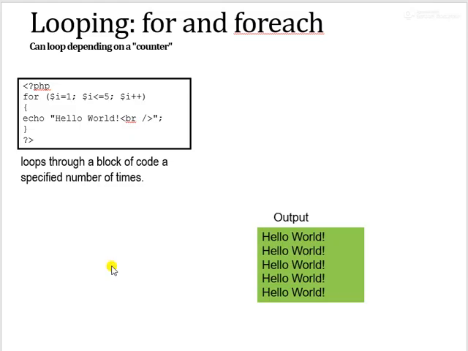Okay, then we have the for and foreach loop. For loop, as I already told you in the previous slide, we have for as a reserved word, and then initialization, condition, increment, and statement. So for this particular example, it will display hello world how many times? Five times on the screen.